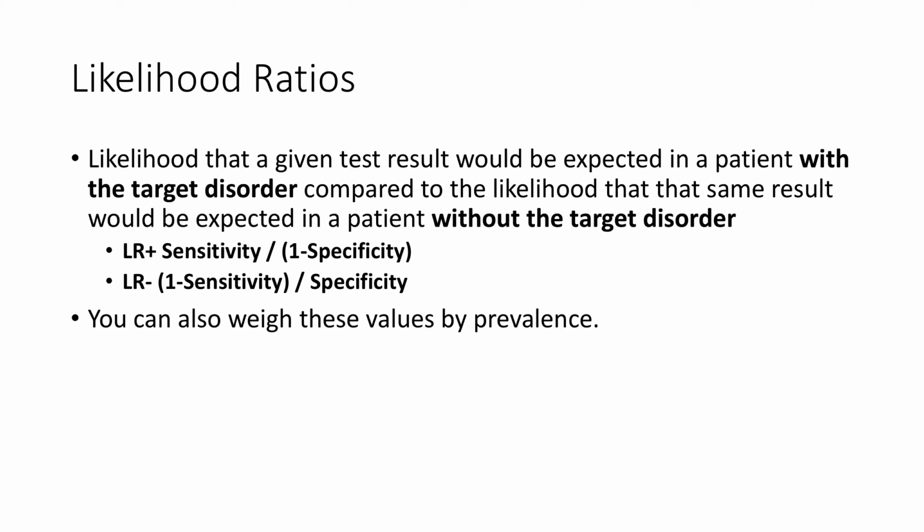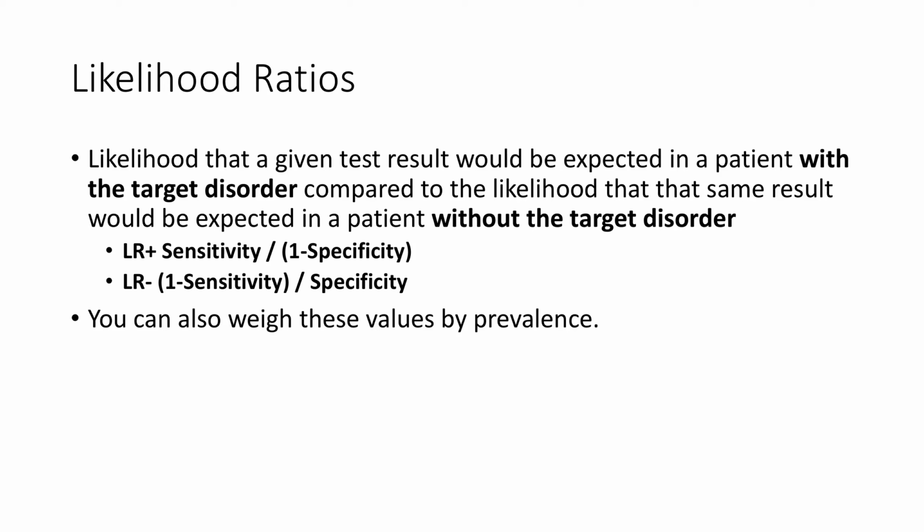To go along with this concept, we're going to do a couple of things. One of them is likelihood ratios. Likelihood ratios are all about people with the disorder versus people without the disorder, so you've got to keep that part straight. It's the likelihood of a test result, so this is the likelihood of people with the disorder to people without the disorder. A positive likelihood ratio is sensitivity divided by 1 minus specificity, and that is the likelihood of getting a positive test with the disorder to without the disorder.